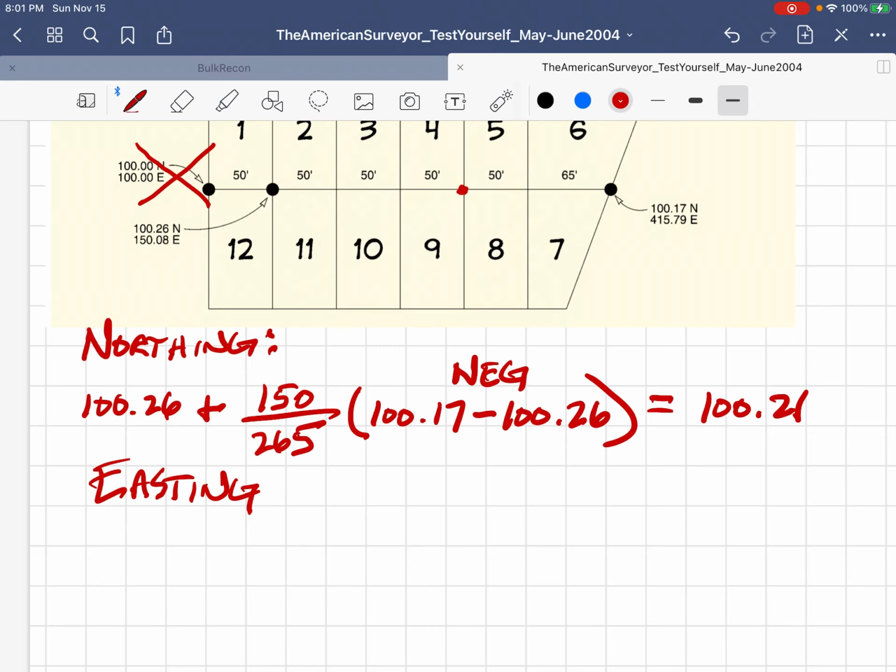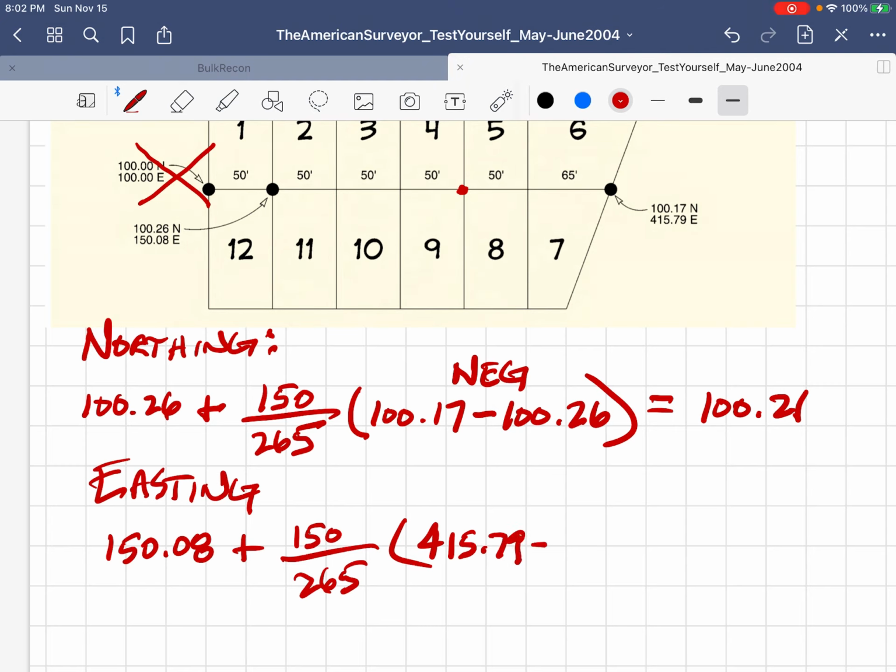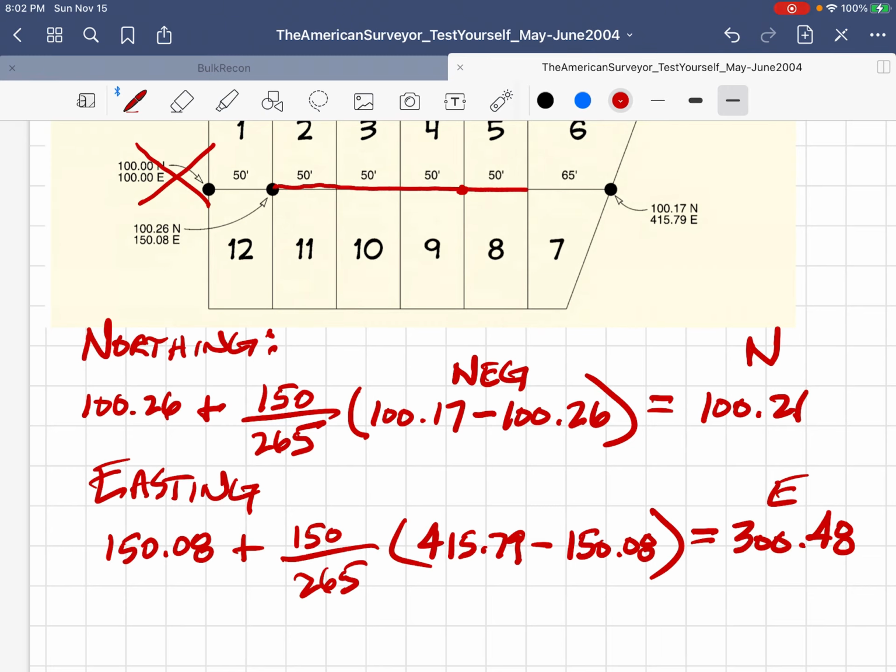I'm going to start with the easting of the northeast corner of lot 12, which is 150.08. And I'm going to add to that same ratio, 150 divided by 265 times the change in easting, which will be 415.79 minus 150.08. And that should give us an easting of 300.48. So there's my northing, and there's my easting. And that proportioned coordinate should lie on the straight line between those two found corners.